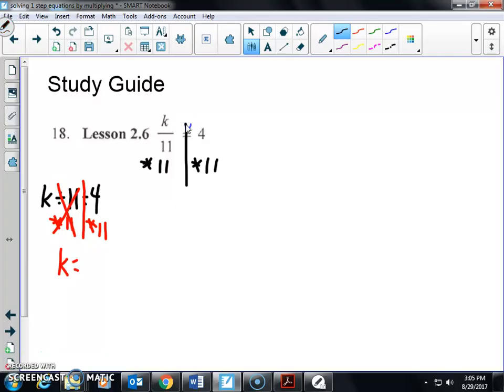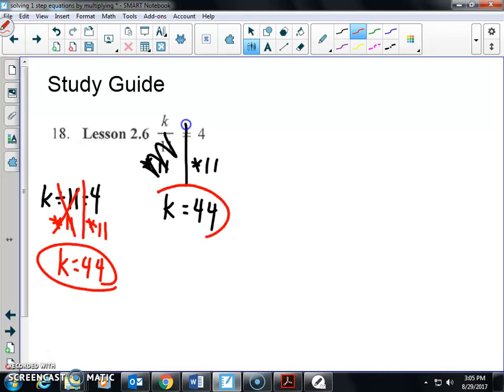Same thing here. Divide by 11 and multiply by 11 cancel. Leaves you with k all alone. And 4 times 11 is 44. So you're pretty sure that k is 44.